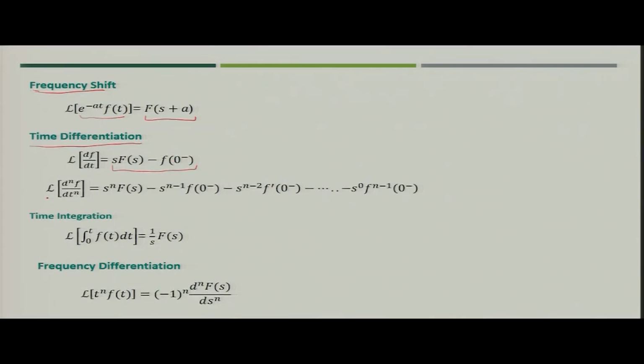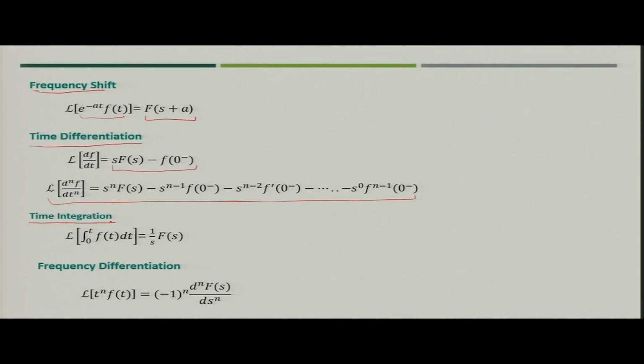So, we can generalize also by saying that if you have the nth derivative of the function, and you want to get its Laplace transform, you can simply say that the Laplace transform of this function would be s to the power n F s minus s to the power n minus 1 f 0, that is the value of function at 0, minus s to the power n minus 2 first derivative of function and its value at 0, and so on. So, this will give you the Laplace transform for nth derivative of a function.